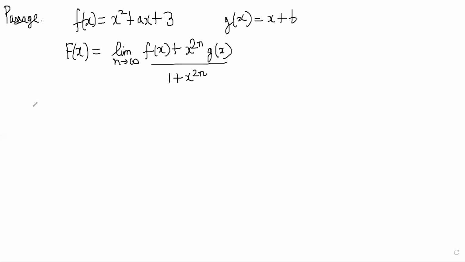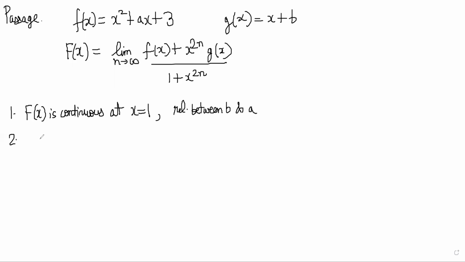Okay, now the first question is saying capital F of x is continuous at x is equal to 1, then find the relationship between b and a. And the second question is saying capital F of x is continuous at x is equal to -1, then find the relationship between b and a.